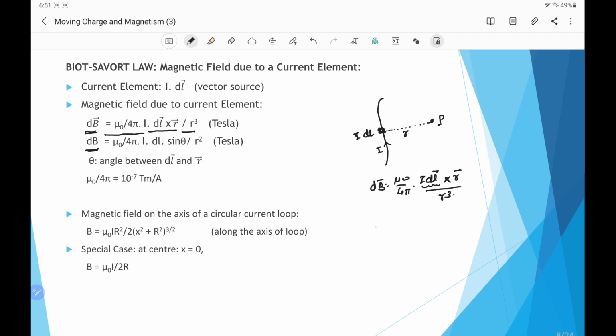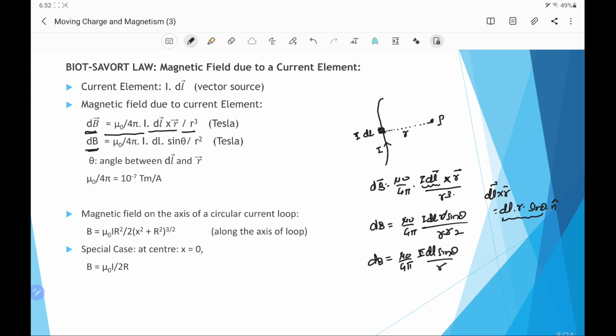In terms of magnitude, we can write the magnitude of this elementary magnetic field dB equal to mu naught by 4 pi I, and this is the dl cross r, so its value we can write equal to dl into r into sine theta and the normal vector n. So magnitude is dl r sine theta, so we can write I dl r sine theta by r cube. This r will get cancelled, so it is r square. That means dB, this is the magnitude of the elementary field, will be mu naught by 4 pi I dl sine theta by r square.